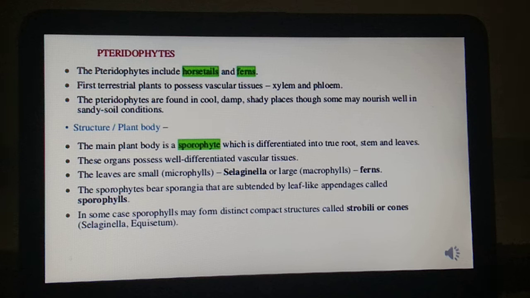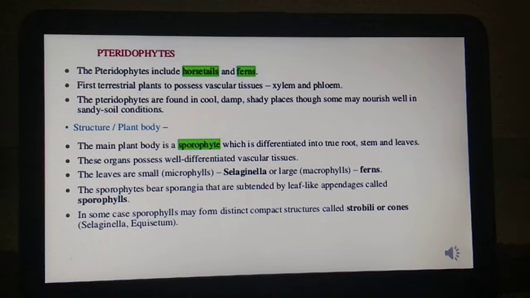Hello students, in this module we'll be studying the pteridophytes. Now, the pteridophytes include horsetails and ferns, and they are the first terrestrial plants to possess vascular tissue like xylem and phloem. We all know the function of xylem: to conduct water, and phloem to conduct food. Students, the pteridophytes are found in cool, damp, shady places, though some may flourish well in sandy soil conditions also.